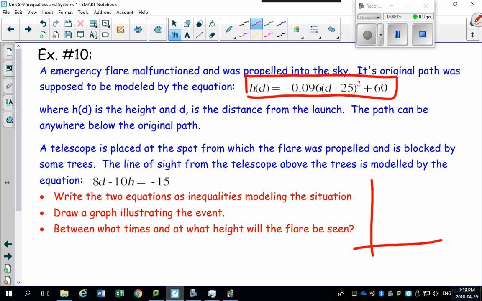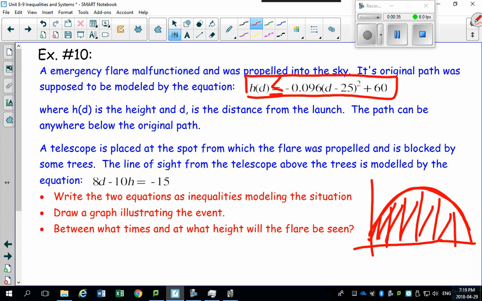So if you look at this, its original path has to be up here, and it's supposed to go like this. But since it's malfunctioned, it can be anywhere below this path. So in other words, I can make this less than or equal to. It could follow this path, or it could just go boom and not make it at all. It could have just fallen in here, fallen in there, could have been anywhere in that section.